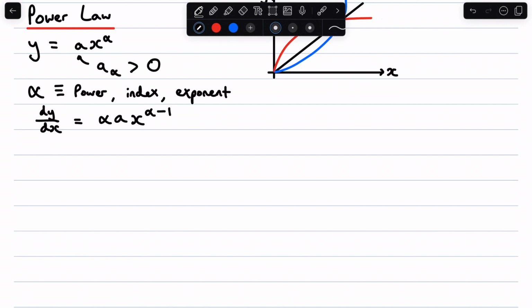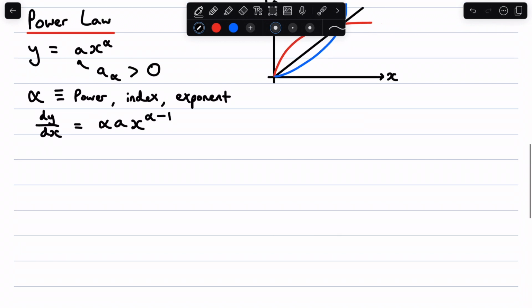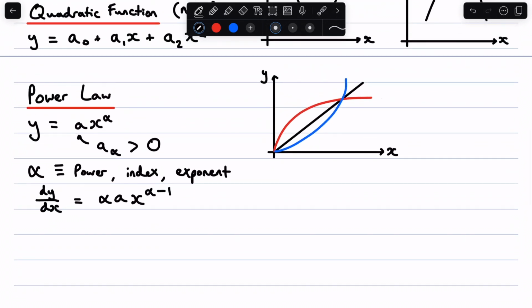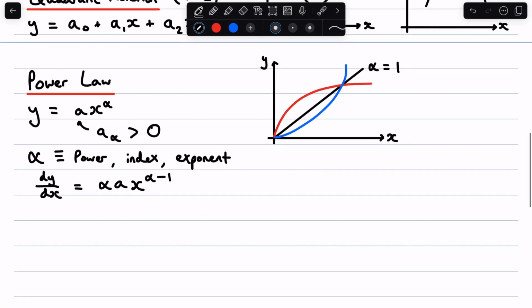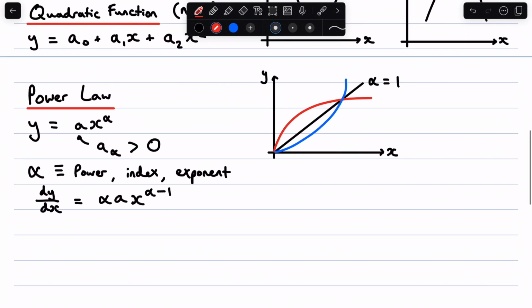We'll go on to differentiation later, but this is the result we would get. And these would look of this form. When alpha is 1, we would get just a straight line. It would basically be our linear function as before. Whereas if alpha is between 0 and 1, we would get this tailing off. And if alpha is above 1, we'll get this keep increasing function.